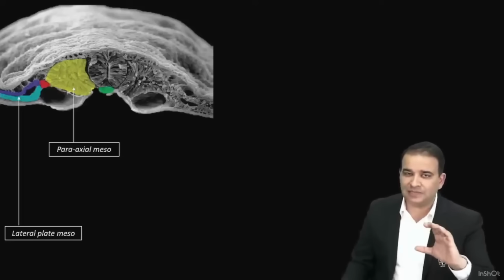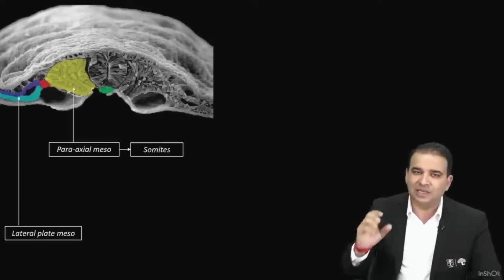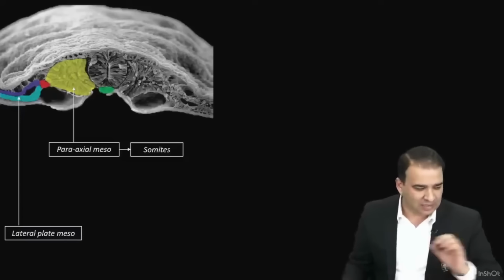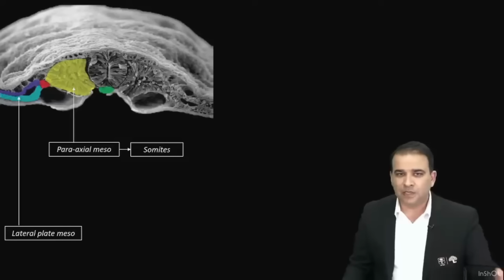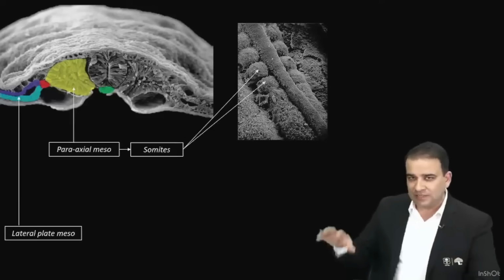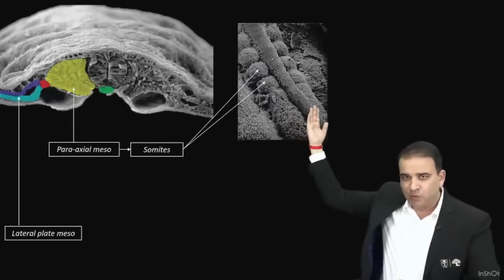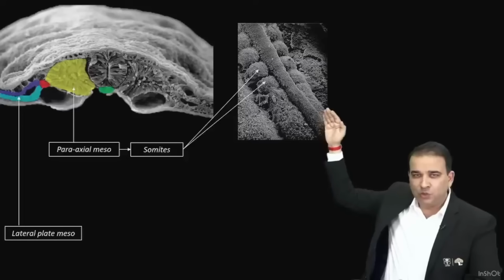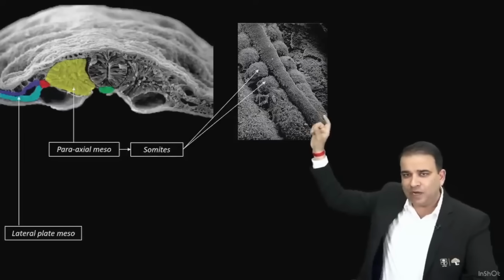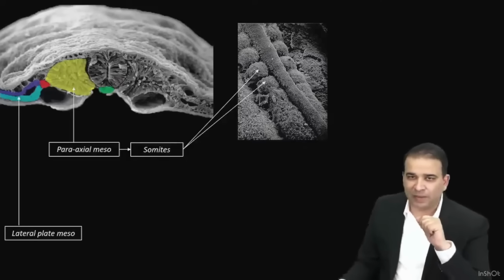Now this paraaxial mesoderm will form ball-like condensations along the entire length, and those are called somites. I'm sure you all have heard of the somites here. So paraaxial mesoderm is the one which will give rise to the somites, and that's how the somites will look. Now that's a view from the dorsal aspect, from where the ectoderm is removed. I mean, imagine the ectoderm is removed from here. In the middle you can see that's a neural tube. And looking at the paraaxial mesoderm on both sides, look at those ball-like condensations. Those are called somites.